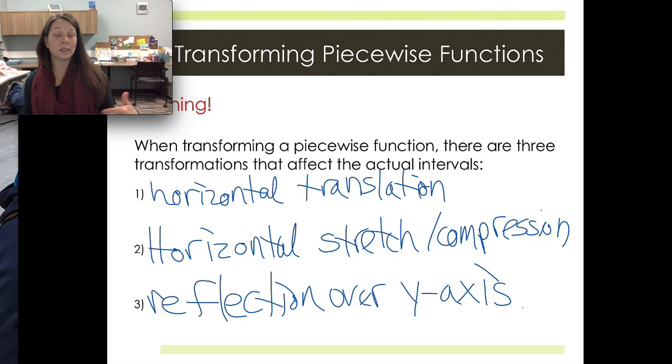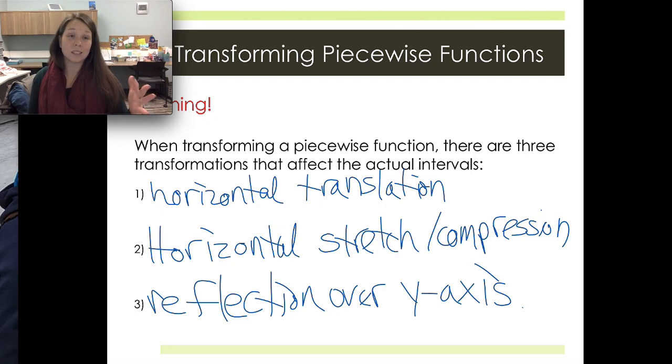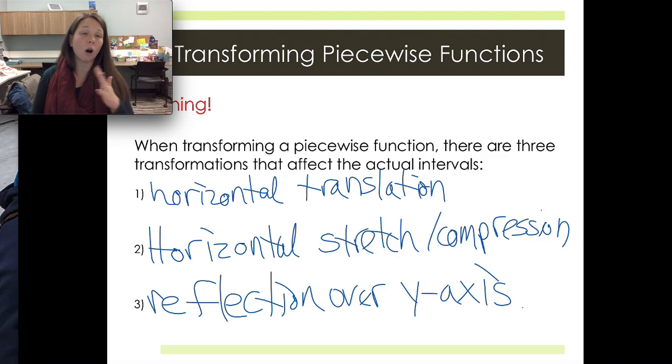Recognize that the one thing these three items all have in common is that they're horizontal transformations, and that's because these transformations directly affect your x values, and they need to directly affect all x values in the original piecewise function.